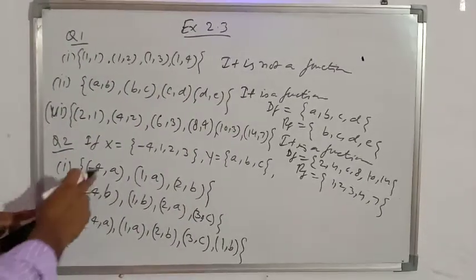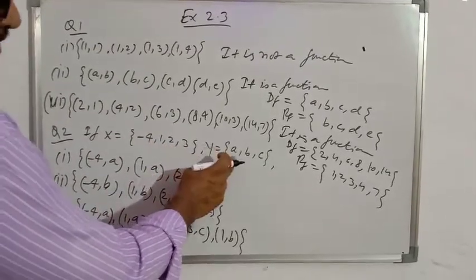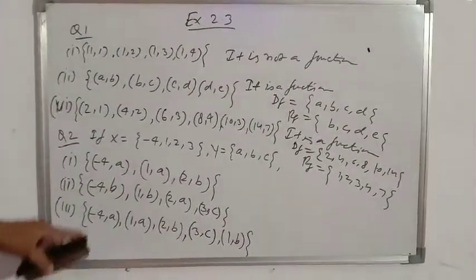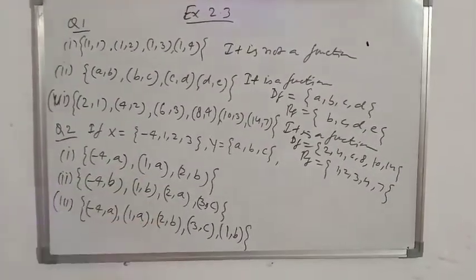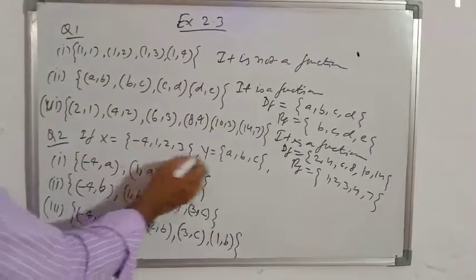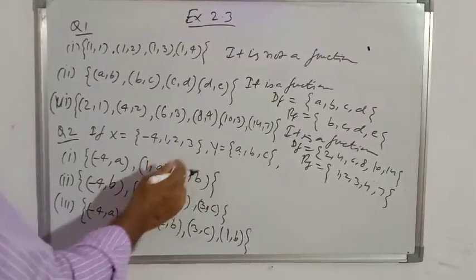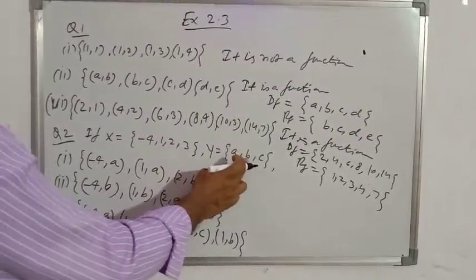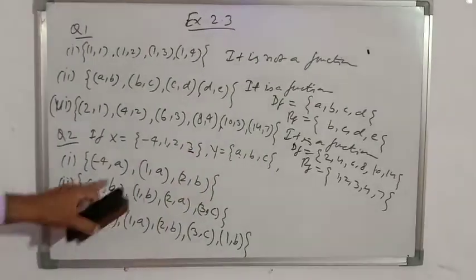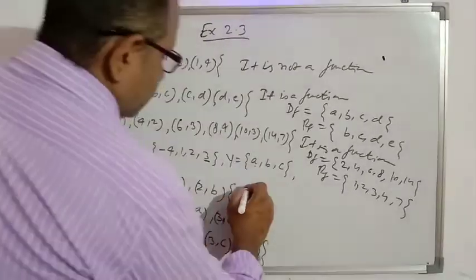See question number 2. Set X contains 4 elements: minus 4, 1, 2, 3 and Y, that is the codomain, has 3 elements A, B, C. These relations are given. We have to tell which one is a function. So see, minus 4 is related to A, 1 is related to A again, 2 is related to B, but 3 is not related to any element, so it is not a function.